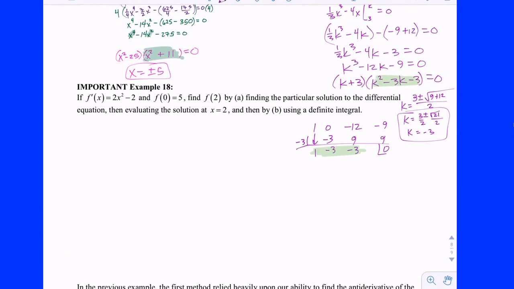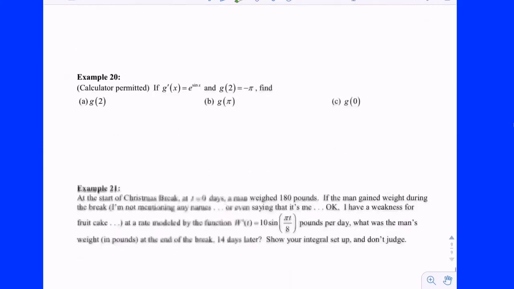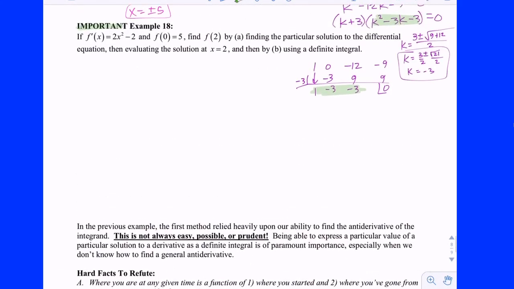Okay, we'll pick up tomorrow with example 18. Apparently it's a very important example, so you don't want to miss it. If you do, make sure you check out the videos. So we will finish tomorrow.